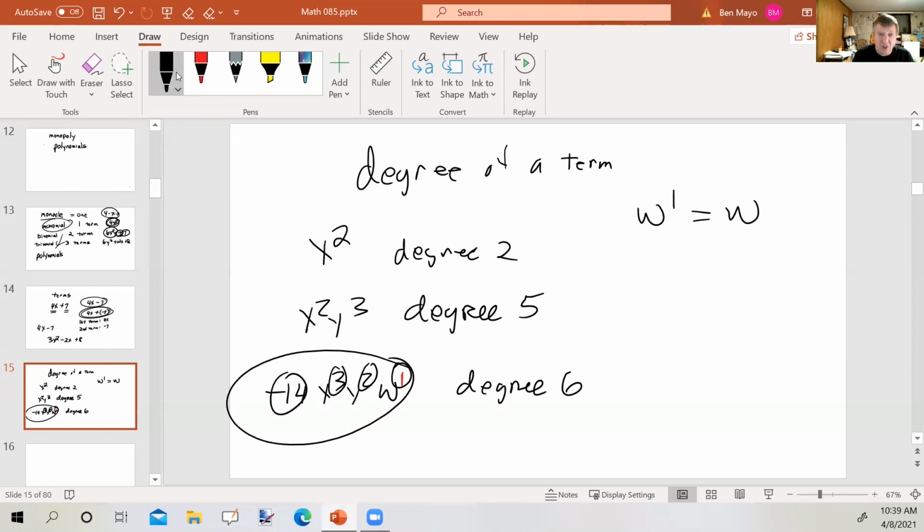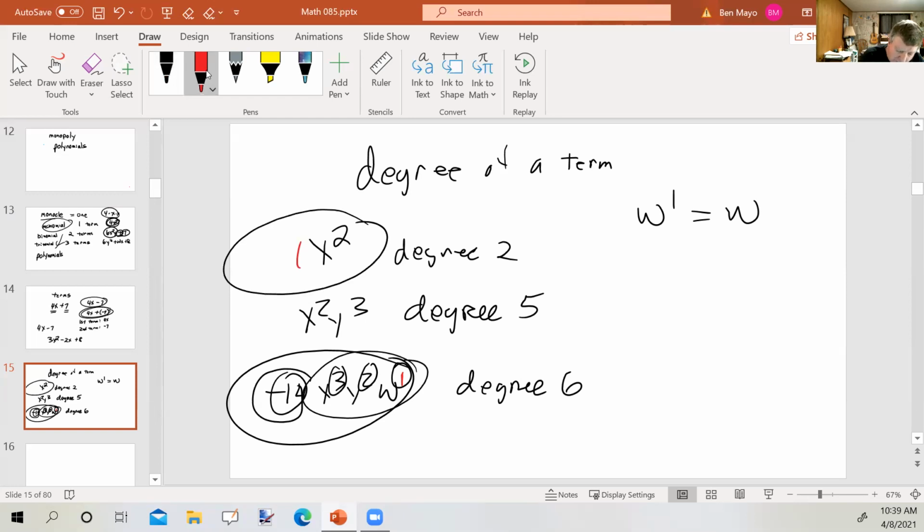The coefficient has nothing to do with the degree of the term. The coefficient is the number out front being multiplied by the variables that tells you how many of that term you have. What's the coefficient here? It's an implied 1. Same thing here. The coefficient is an implied 1. Because if I have 1x squared, that's the same thing as having x squared. If I have 1w, that's the same thing as w.